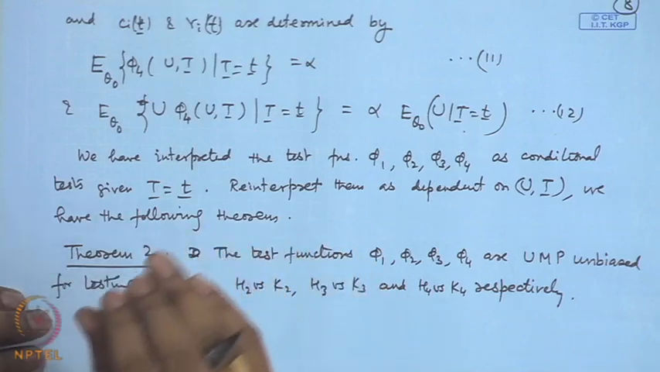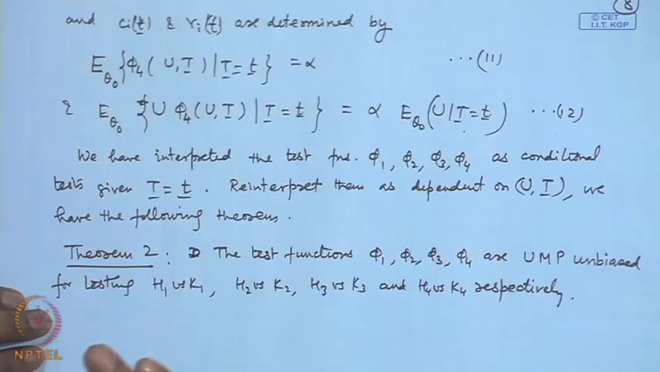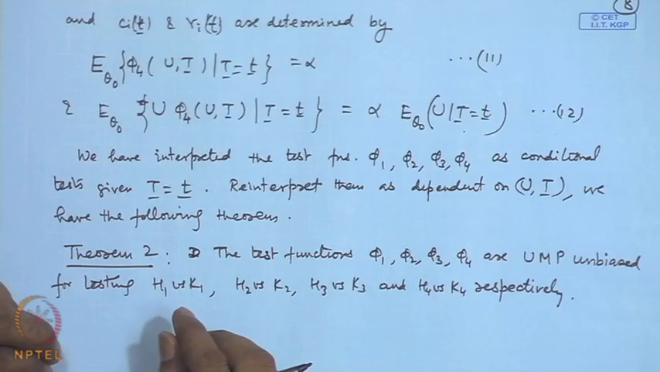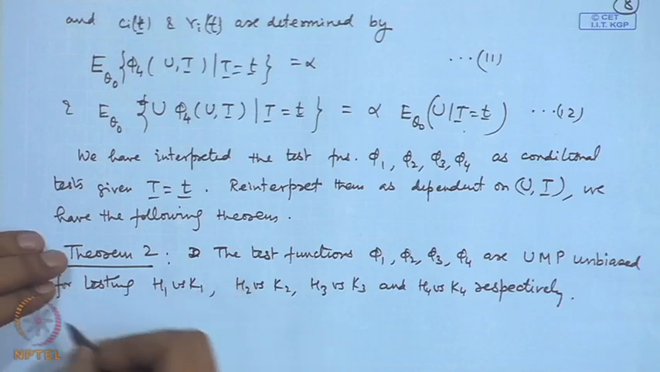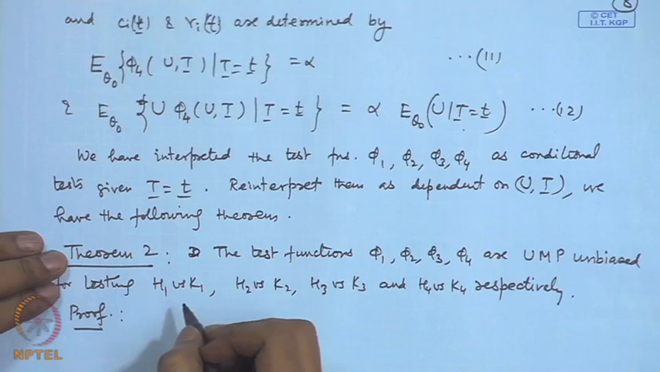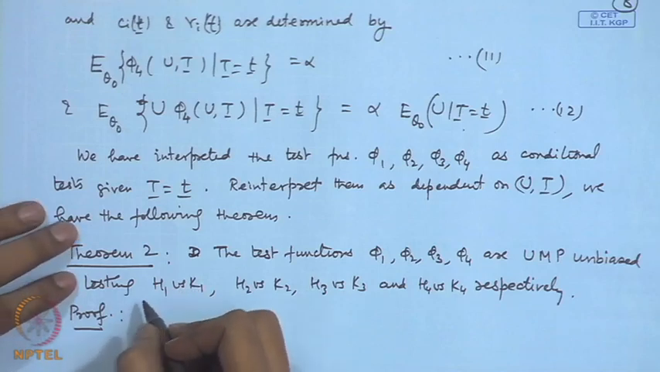Under the given setup, that means the joint distribution of the initial random variables was a multiparameter exponential family. In fact, it was a k plus 1 dimensional distribution, and the distribution of U and T, the sufficient statistics, was also in the exponential family. In that case, we will have these as UMP unbiased tests. Let me sketch a proof of this. Of course, for a detailed proof, you may look at the book of Lehmann here.